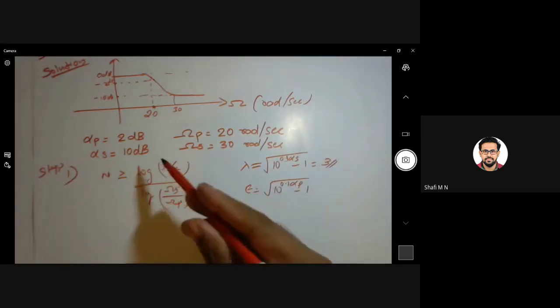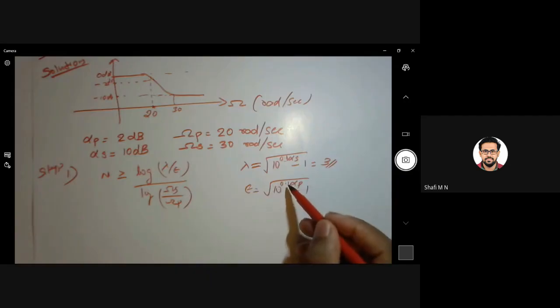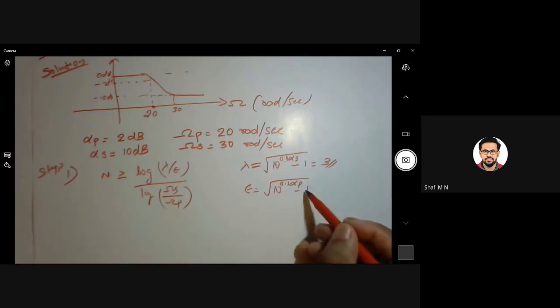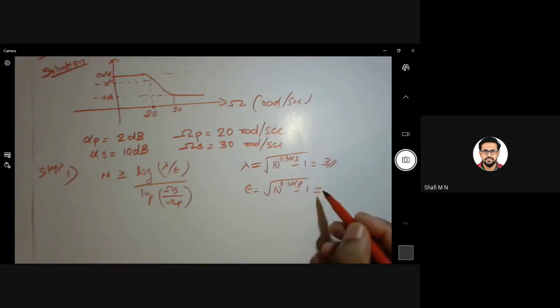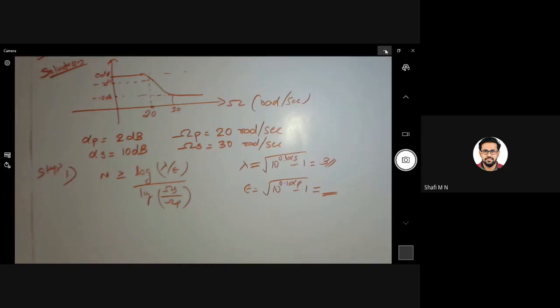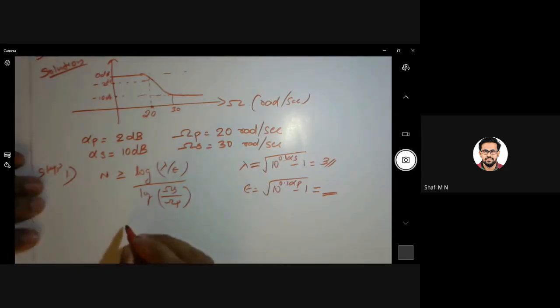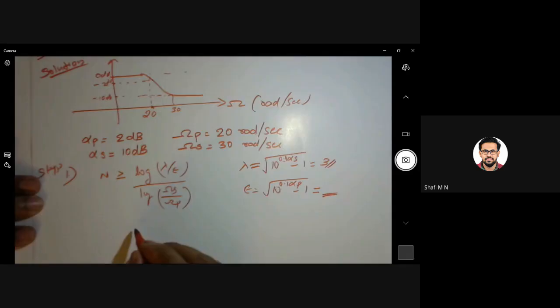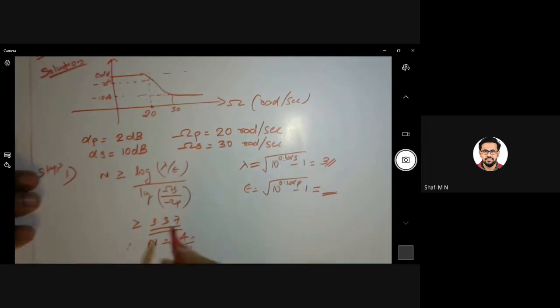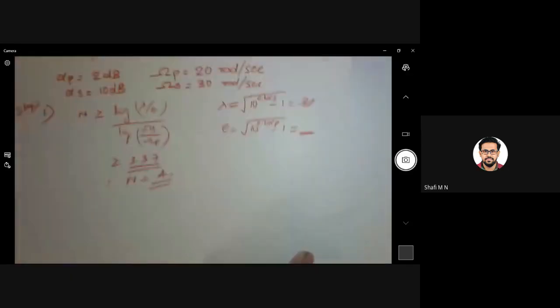Similarly, substitute alpha p is equal to 2. So 10 raised to 0.1 into 2, that is 0.2, minus 1. So you have to find those values, and you will get your corresponding epsilon value. Now you can find the order. You can substitute the values, and this value will actually be 3.37. Therefore, this can be rounded to the next higher value, that is 4. So we have fixed the order as 4. So that's the first step, computing the order.